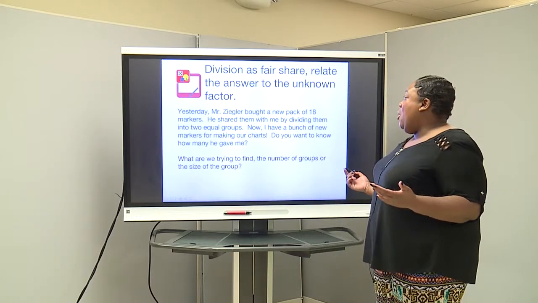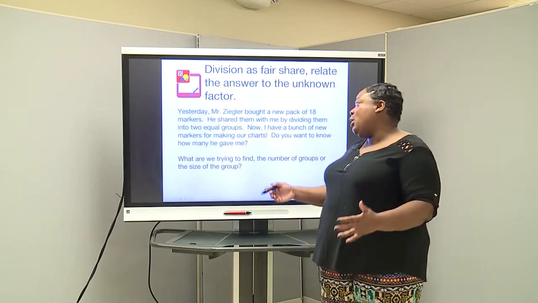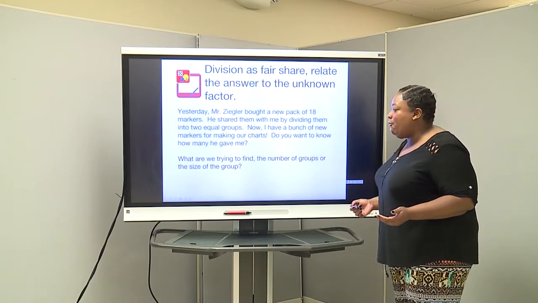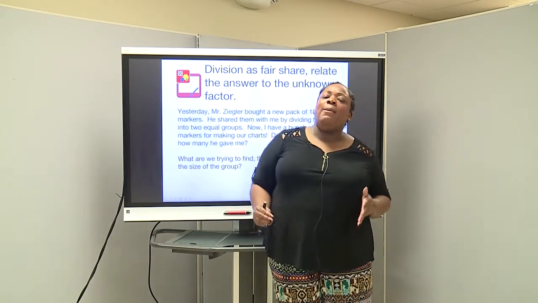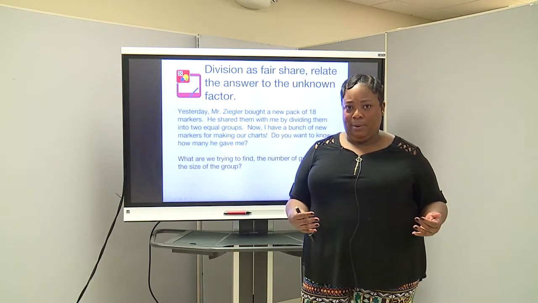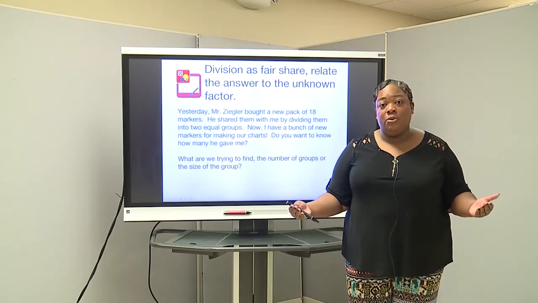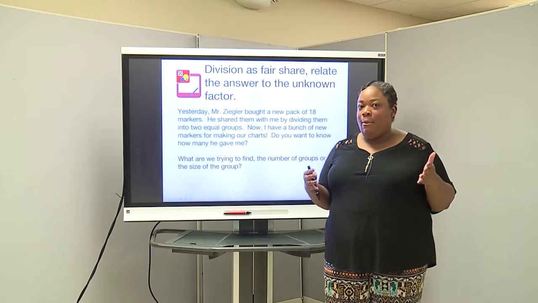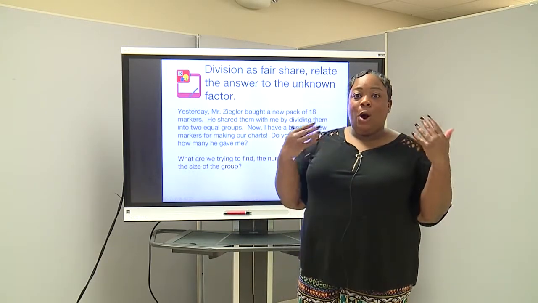Now I have a bunch of new markers for making our charts, all right? Do you want to know how many he gave me? So let's think about it. Our question here says, what are we trying to find, the number of groups or the size of the groups? And this one is pretty easy, okay? Because this is what we know. We always have to look at what information we know in this problem, all right? So one thing that we know is we know we have a total. We know that we have how many markers altogether? We have 18 markers altogether.